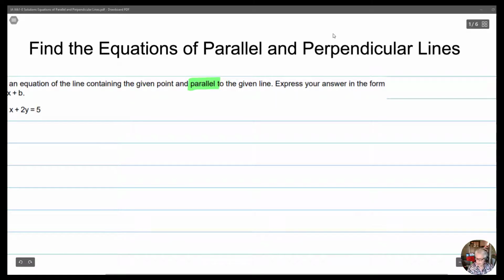Hello. We are going to delve into finding the equations of parallel and perpendicular lines. Let's do it now.